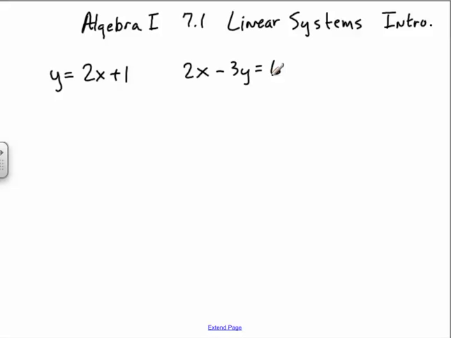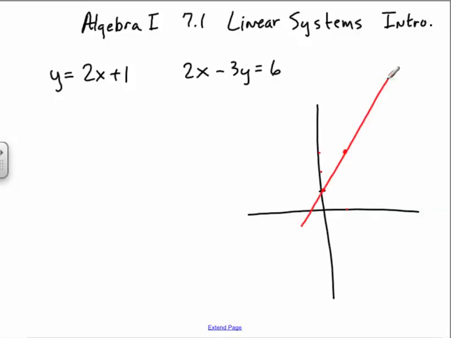So let's just do this quickly. I'll just draw a quick little rough graph here. And this first one, y equals 2x plus 1, it has an intercept of 1. It goes up 2 and over 1 to about right there. Maybe I could have done that a little better. Alright, and there's the line for that one.